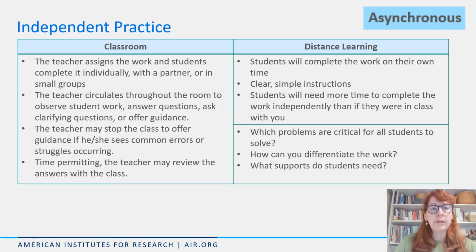Then we have independent practice. In the physical classroom, the teacher assigns the work and students complete it individually, with a partner, or perhaps in small groups. While they're doing this, the teacher circulates throughout the room to observe students' work, answer questions that students have, or perhaps ask clarifying questions or offer guidance based on what you see. The teacher may stop the class to offer guidance if she sees common errors or struggles occurring. And time permitting, the teacher may review the answers with the class.